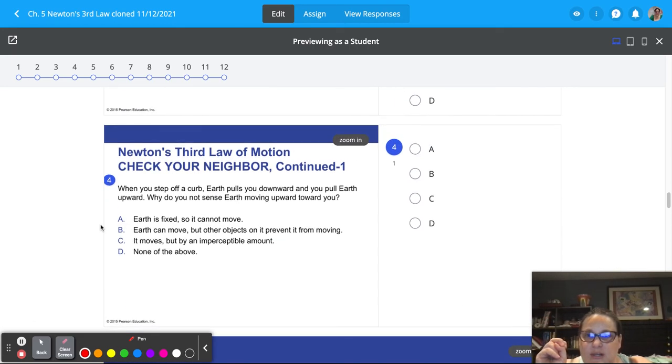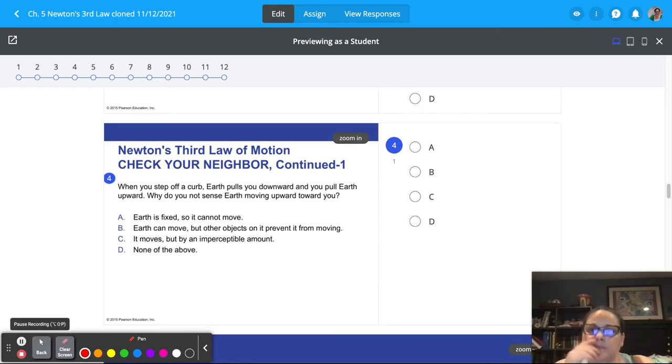Another practice question. So the opposite being you pull the Earth upward, why don't you sense the Earth moving? The issue has to do with the fact that the Earth is so massive. And so if the force you apply on the Earth is equal to the force the Earth applies on you, because the mass of the Earth is so much larger, the acceleration is so much smaller. To show you that in equation form, we know that the force of you on Earth and of the Earth on you is equal.